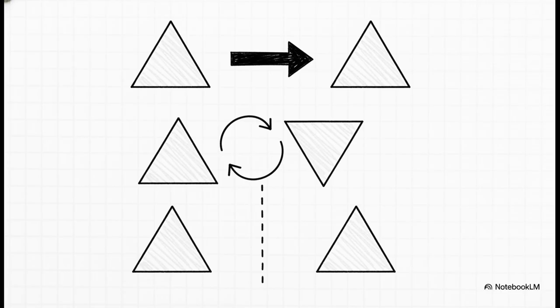First, we have translations, which are simply sliding an object across the plane. Then we have rotations, which just means turning the object around a central point. And finally, reflections, which is basically flipping the object so it looks like a mirror image. These rigid motions are absolutely crucial because they ensure that if we cut a triangular shape out of our blueprint, we know for a fact it'll fit perfectly somewhere else.